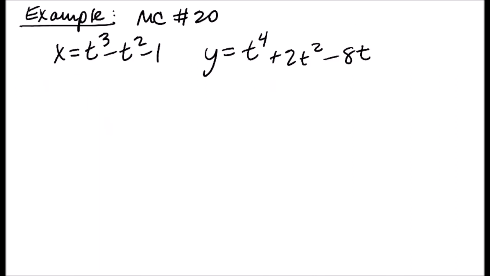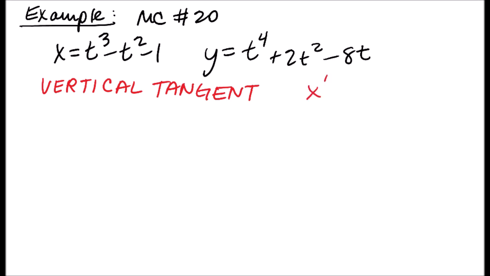The next example I've got for you is number 20 from the multiple choice packet. For what values of t does the curve have a vertical tangent? So we're looking for a vertical tangent, and we know that happens when dy dx is undefined because of division by 0. So we need x prime equal to 0 while y prime is non-zero.